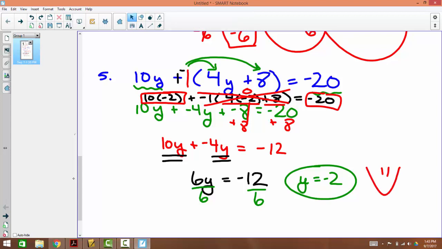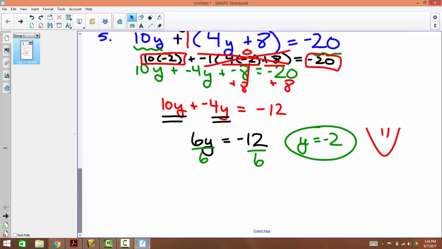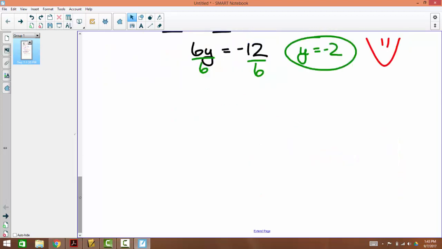That's such a cool, great thing about math. Must be why it's the best subject ever.